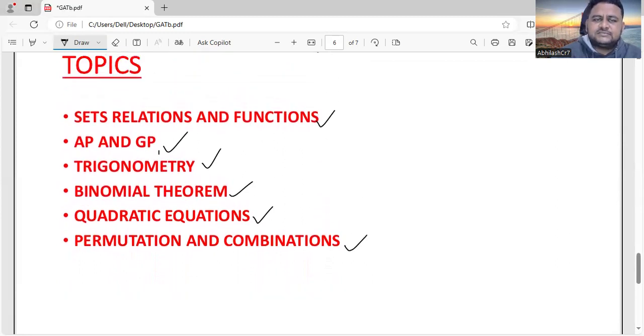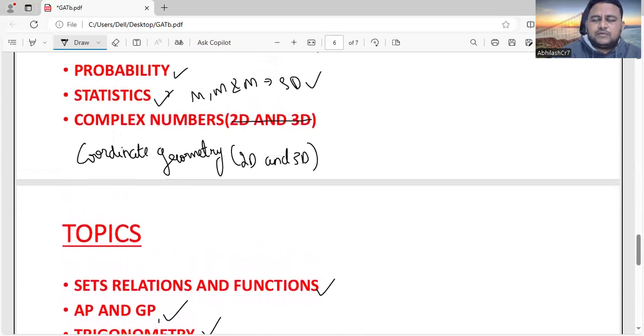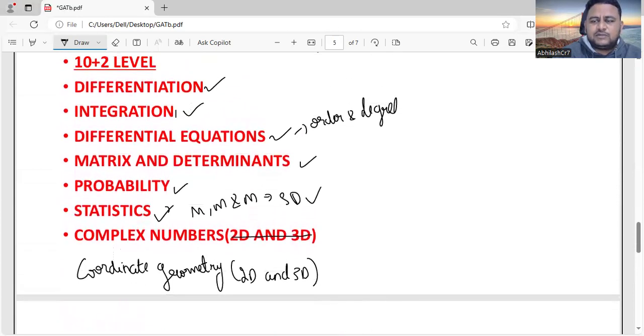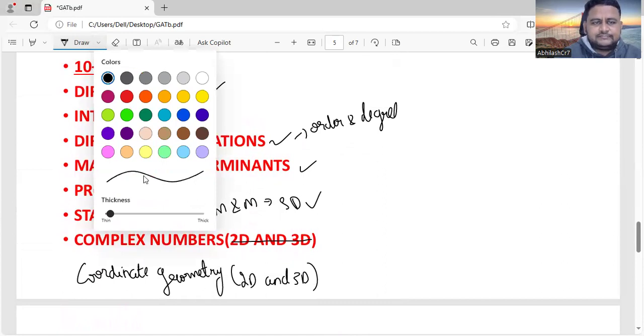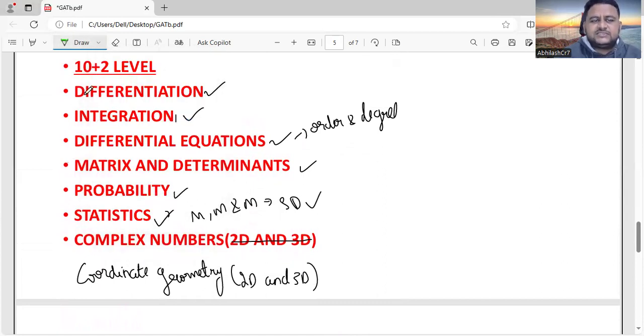Out of these topics, I'll tell you which are the easy topics. I'm telling about plus 2 level. I'll mark them with some other color, I'll mark it with green. Which are the topics that are easy to do? Okay, easy topics. I'm talking about GAT-B exam mathematics. Easy topics when it comes to GAT-B exam mathematics.